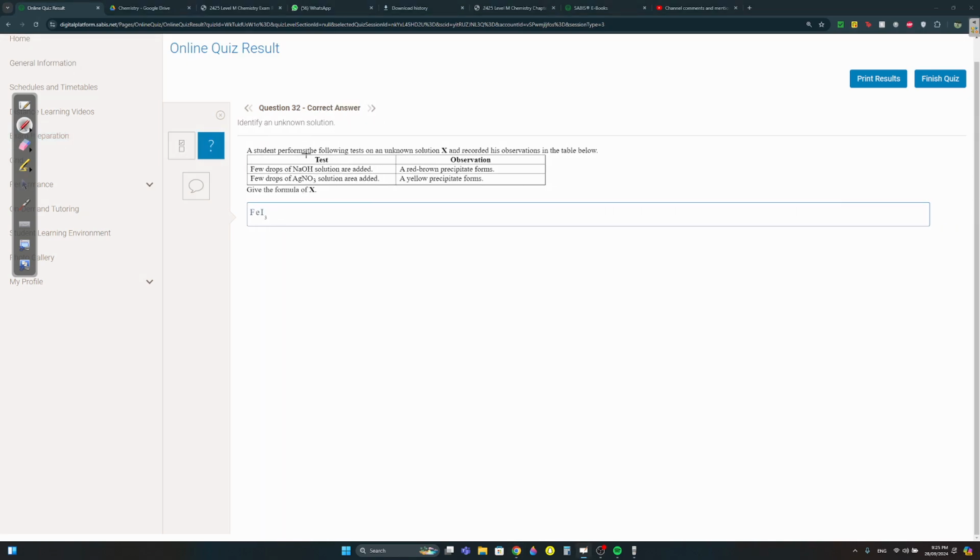Question 32. NaOH is added, you get a red brown precipitate. AgNO3 is added, you get a yellow precipitate. Whenever you get red brown, that means Fe3 plus. When you get a yellow precipitate, that means I minus. So it's Fe3 plus and you have I minus, right? We want to see what's the product. Crisscross, you get FeI3.